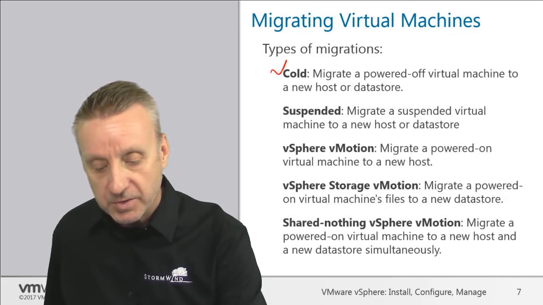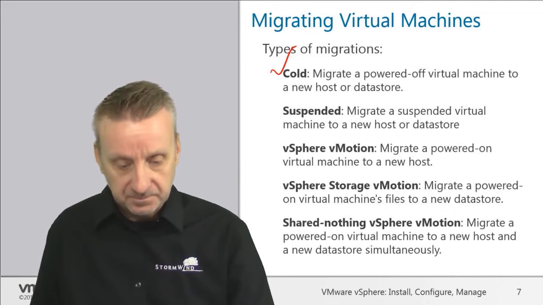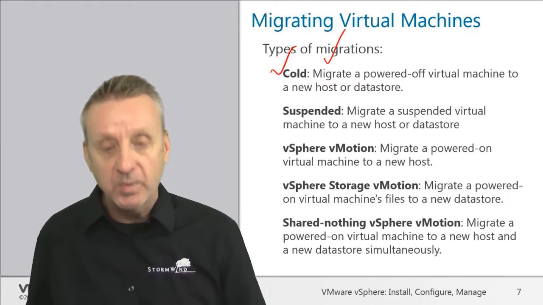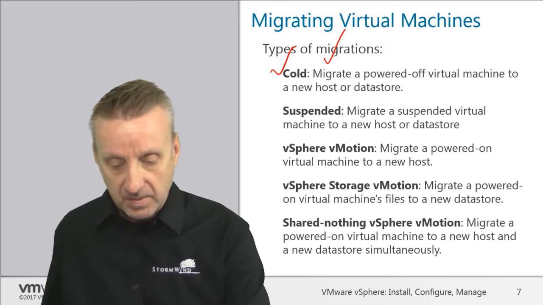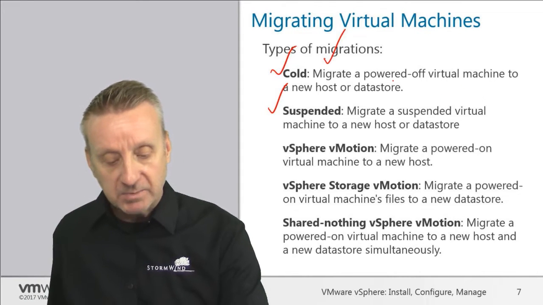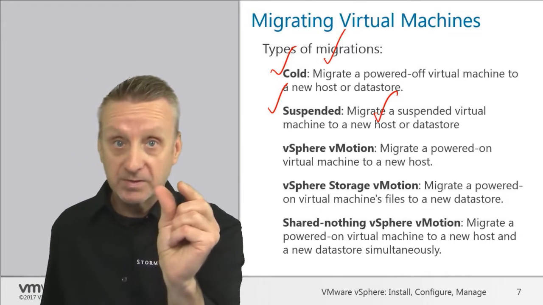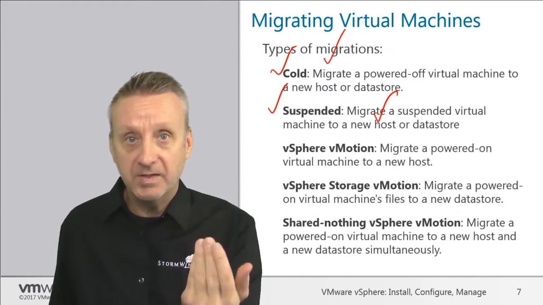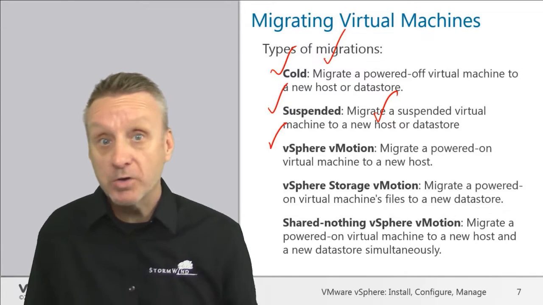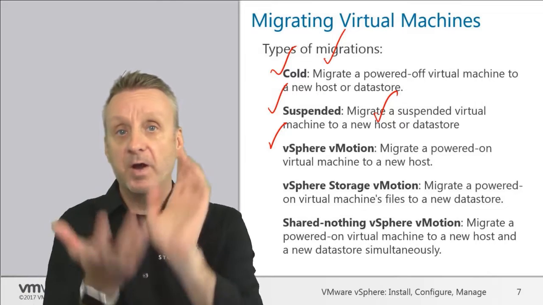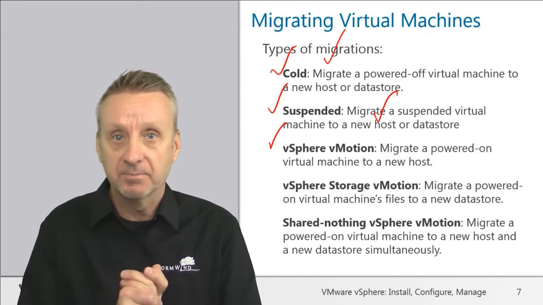There's a cold migration. This is where we're going to migrate the VM that's powered off, right? So a powered off virtual machine, we can migrate that over to a new host or to another data store. Suspended. Migrate a suspended virtual machine to a new host or data store. That's where we click the sideways yellow equal sign and we've suspended that VM. We can migrate it to another host. vMotion. vMotion is the migration of an up and running virtual machine from one host to the other while Bob and Mary are accessing it, right?